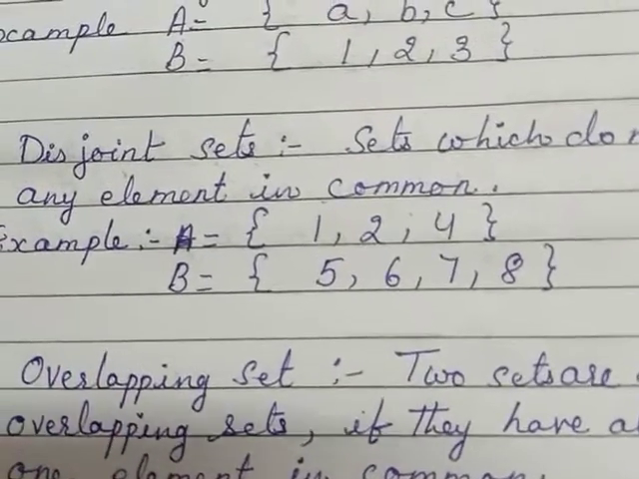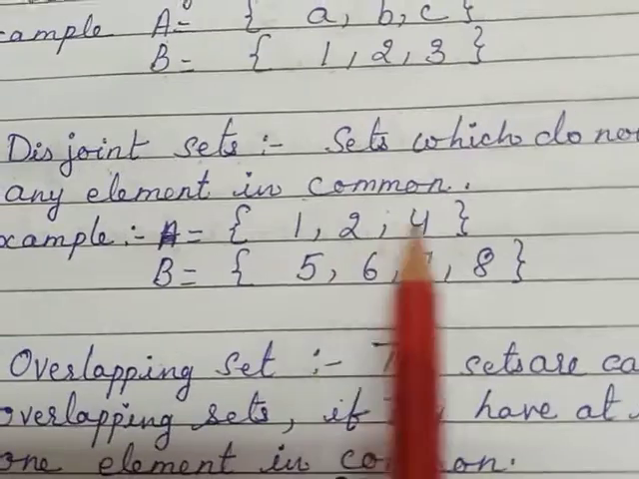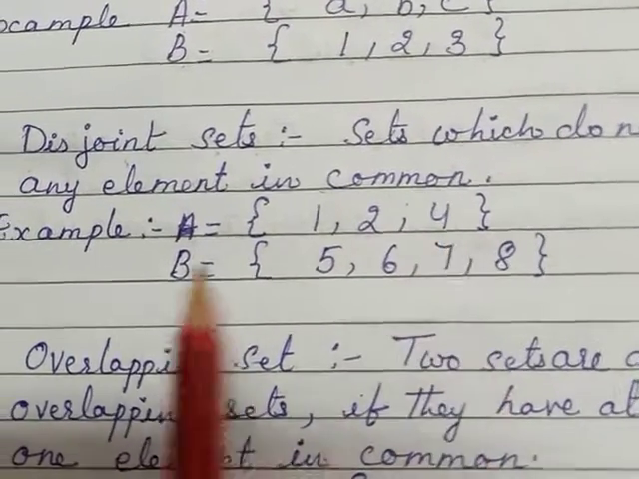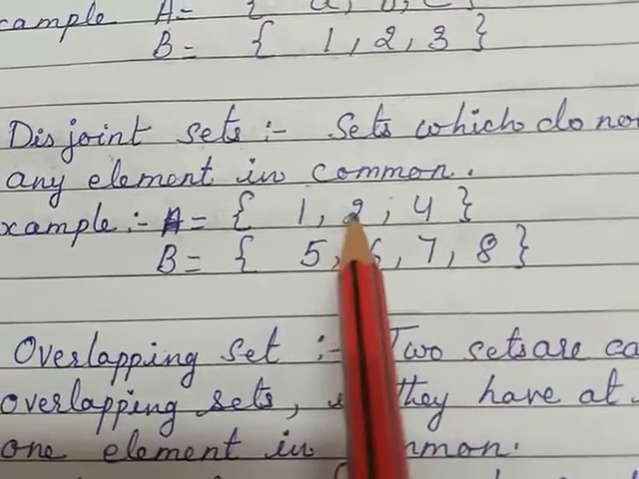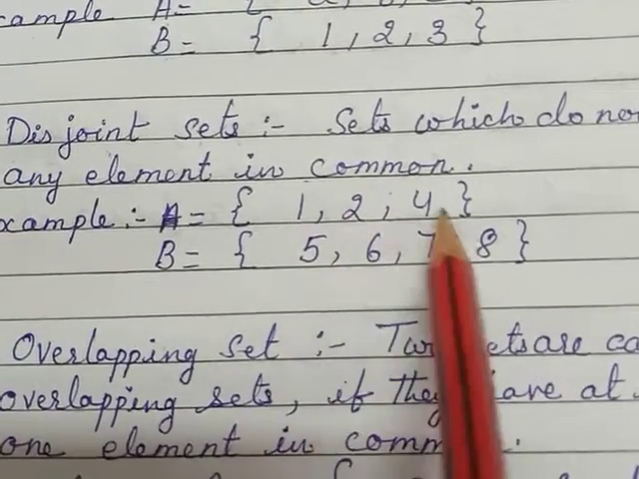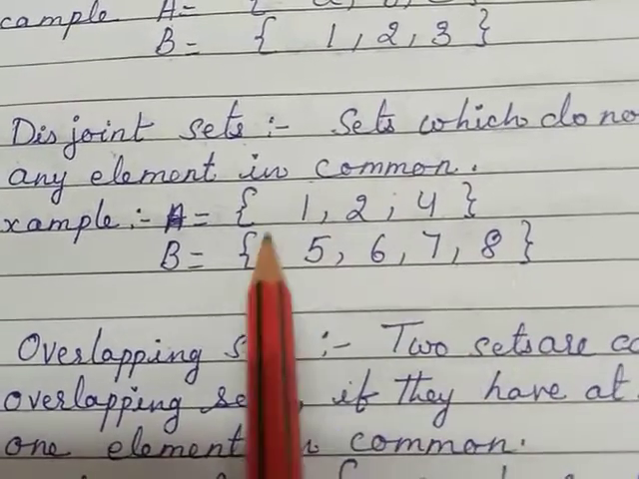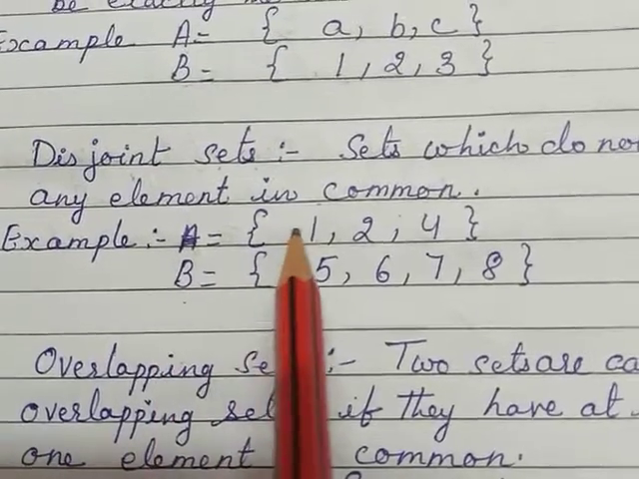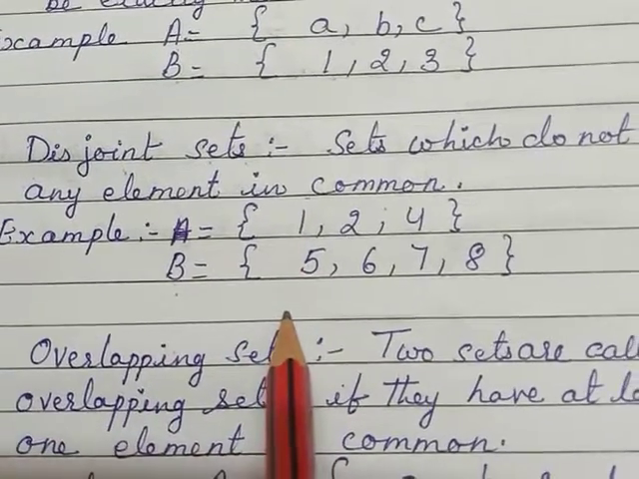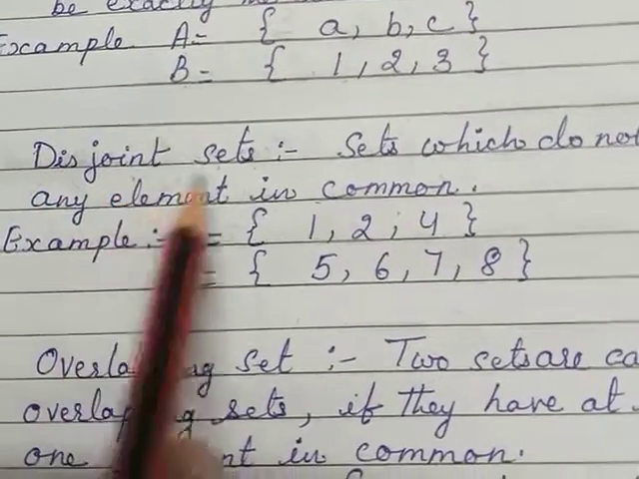See here, example, set A has 1, 2 and 4 elements. Set B has 5, 6, 7 and 8. See, no element is same. Here 1, 2, 4 is here and here 5, 6, 7, 8. There is no common element in set A and B, and if two sets have no common element, then this set is known as a disjoint set.